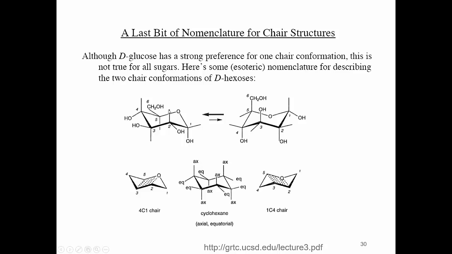And when we have this case here shown on the left, right, where our 4 is kind of going up here, in this case, we're calling it a 4C1 chair. And this is the one where our 5 position, the CH2OH is going to be equatorial. If we flip it to the other type of chair, right, where this now is going down, we call this a 1C4 chair.